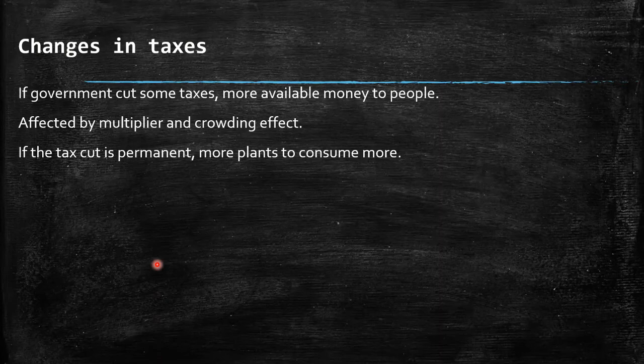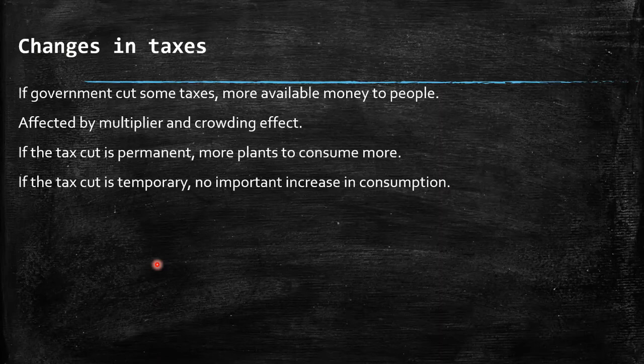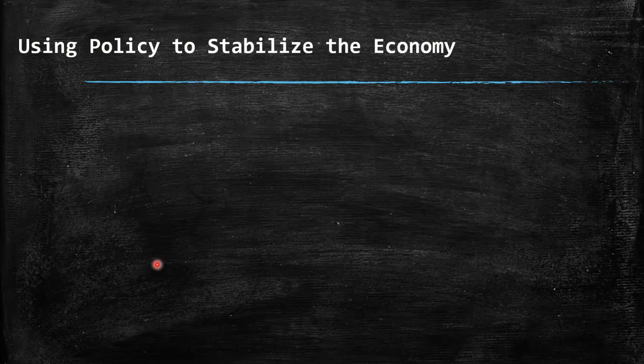Otherwise, if there is not a real change in trust, people won't change their customs or their ways to consume. So then there is not going to be really important change. So this is the part: we have the possibility to use policy to stabilize the economy.